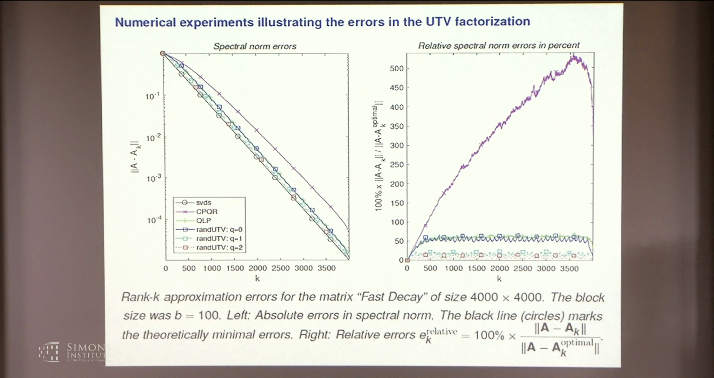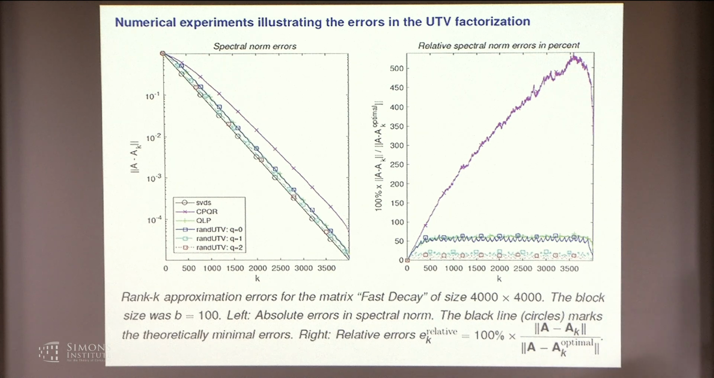So that turns out to improve things a lot. But it turns out to be fairly expensive unless you use the randomized column pivoted QR, because column pivoted QR turns out to be very expensive in this context. And here we show relative errors.